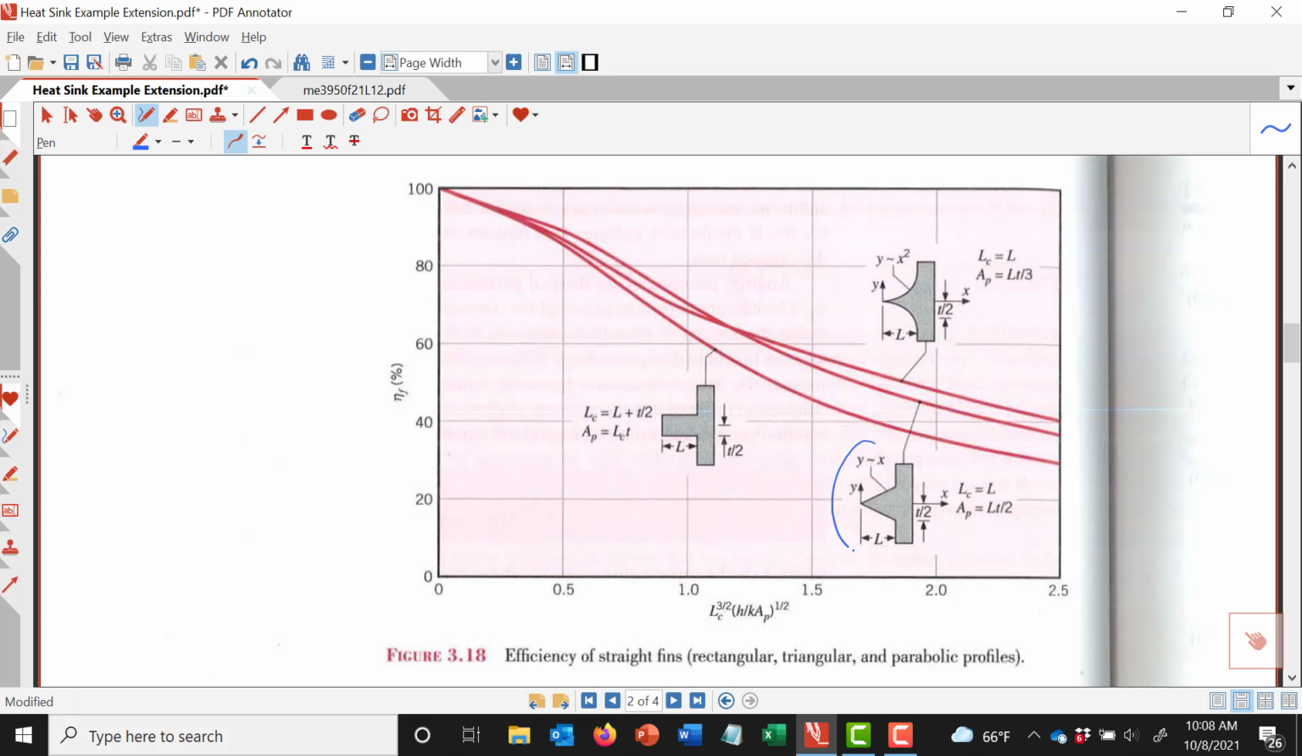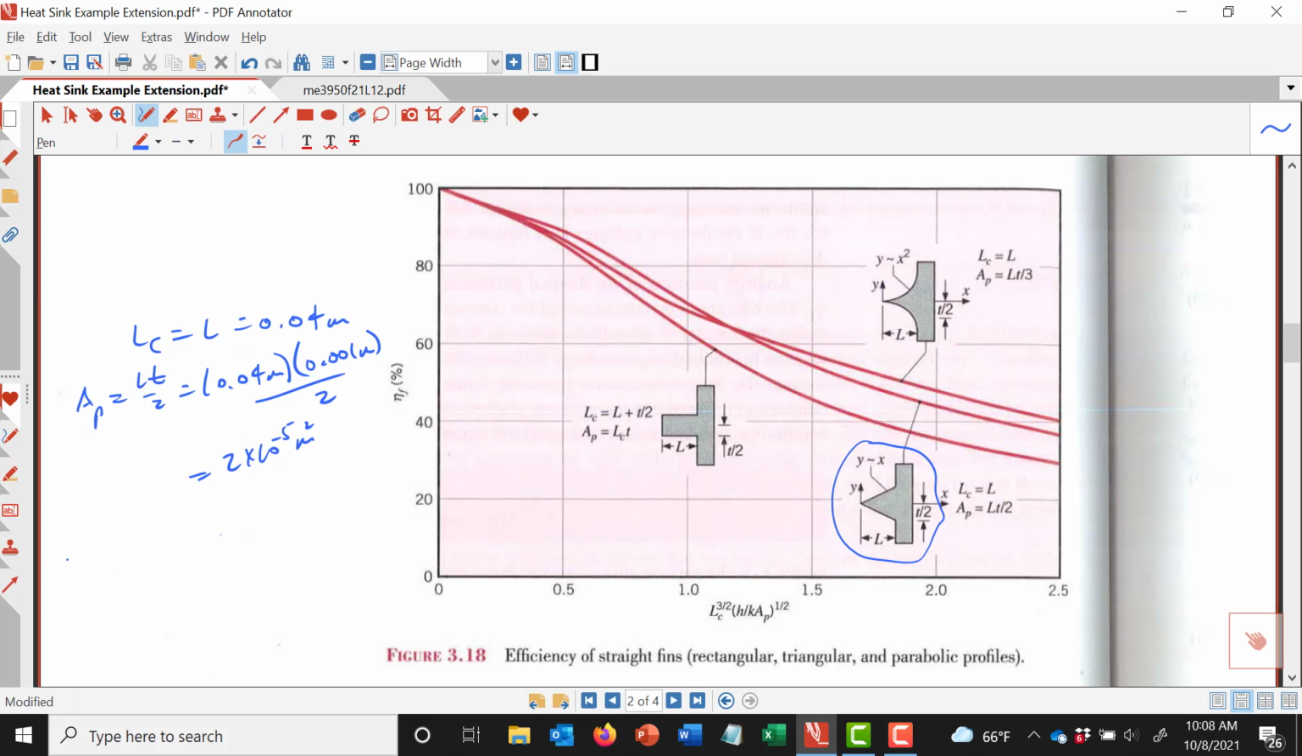So again, here's our triangular fin. And here you can see that we have LC is proportional to L, so LC now is going to be L, which is 0.04 meters. Since T is 1 millimeter, we can calculate AP is LT over 2, which is 0.04 meters times 0.001 meters, all divided by 2. And the answer for AP is 2 times 10 to the minus 5 square meters.